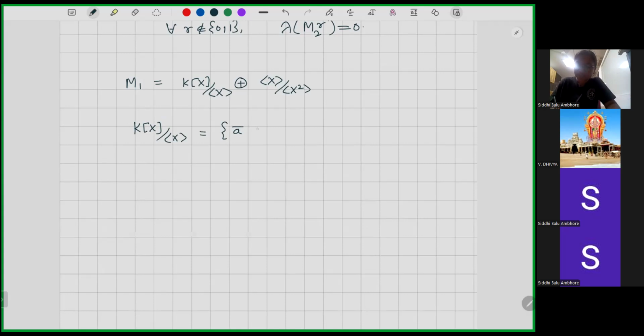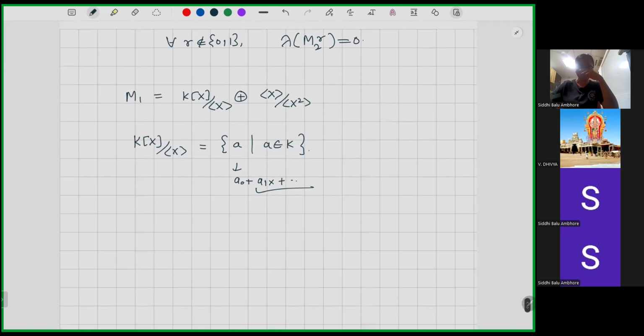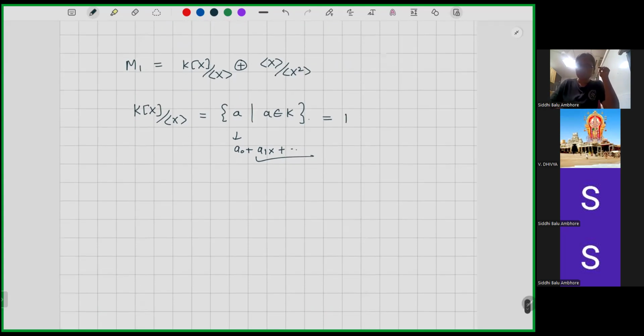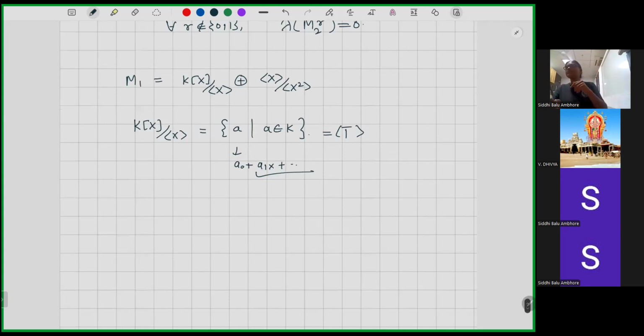It only contains these constants, right? I hope this is clear to you that it only contains constants. Because any polynomial of this form, a0 plus a1x and so on, from x onwards everything vanishes, similar to what we had here. From x square onward everything vanished in the quotient. So this is generated by 1 bar here, and this is the ideal generated by x in the quotient ring.